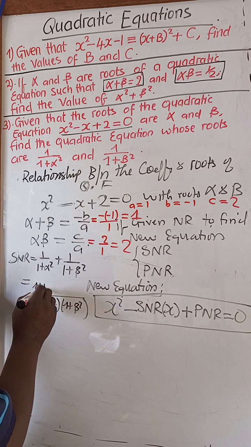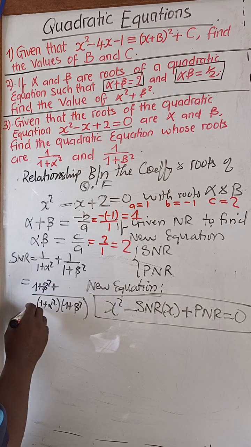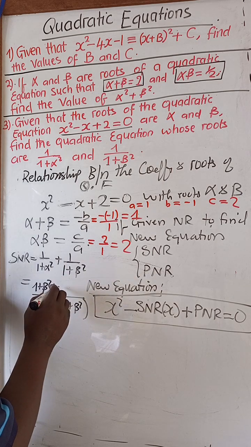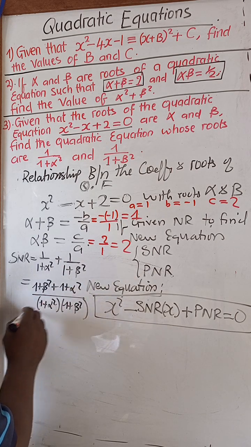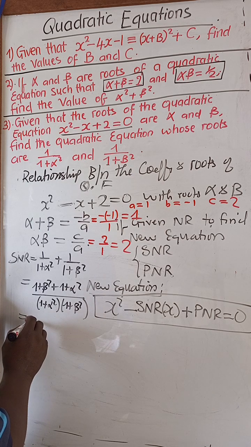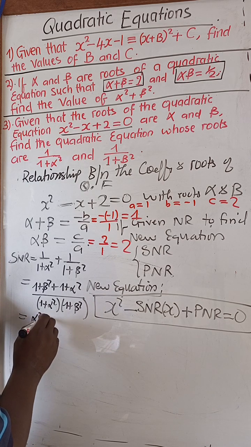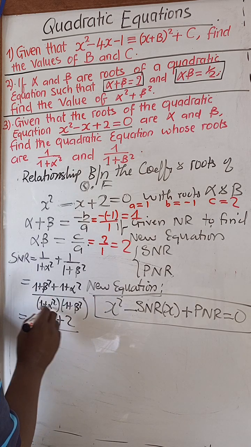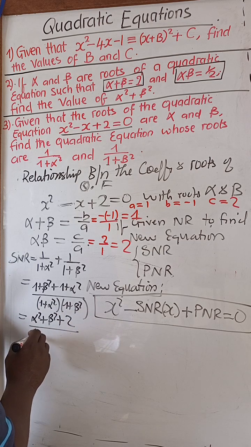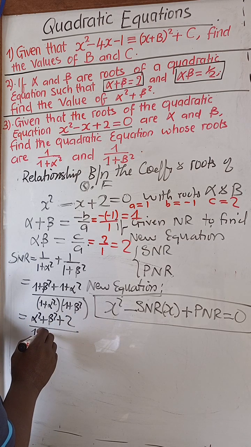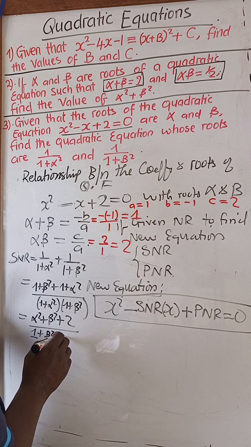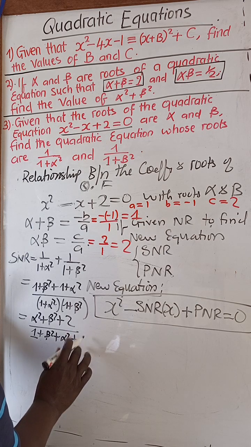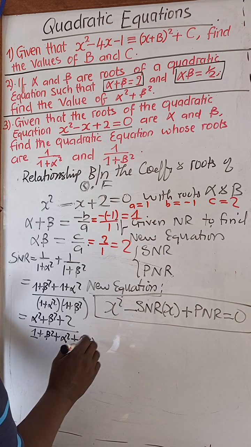Multiplied by 1 plus beta squared. Plus this product divided by 1 plus beta squared, the 1 plus beta squared cancels, we are left with 1 plus alpha squared. Multiplied by 1 plus alpha squared. So this gives us alpha squared plus beta squared plus 2 all over, we multiply out this: 1 multiplied by 1 is 1, 1 multiplied by beta squared, alpha squared multiplied by 1, alpha squared multiplied by beta squared is alpha beta, all of that squared.